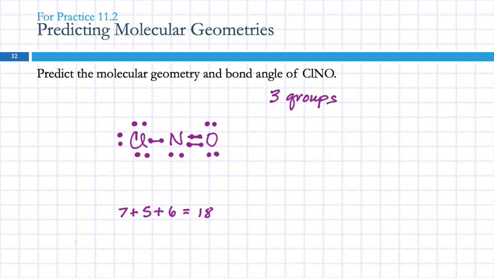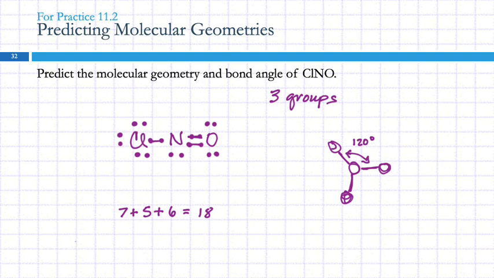What shape does 3 balloons make? Trigonal planar, right? A flat triangle. So what are the angles in a flat triangle? 120. 360 divided by 3. So this is my electron geometry.